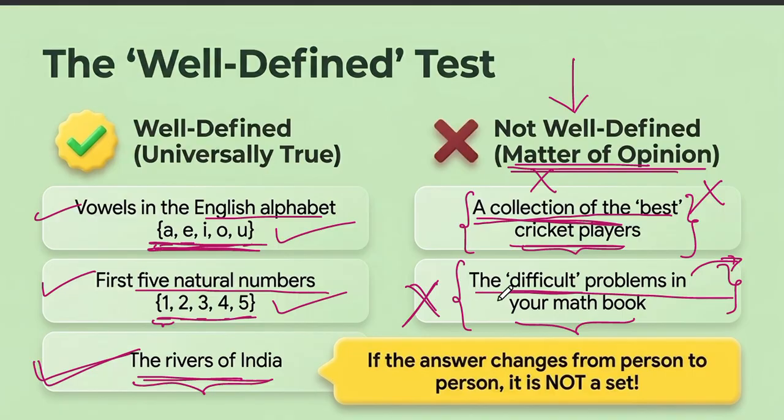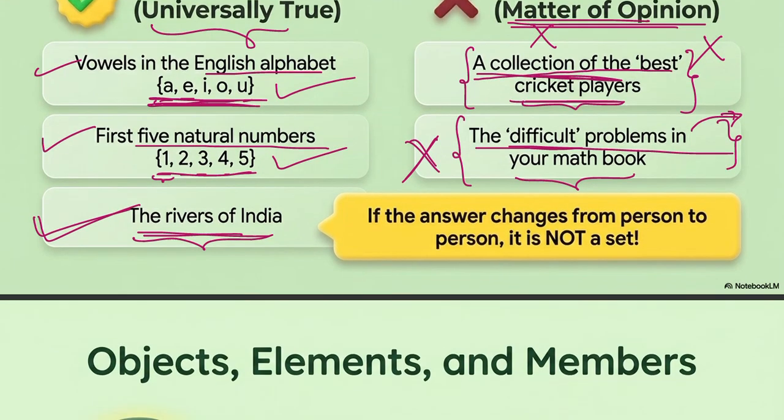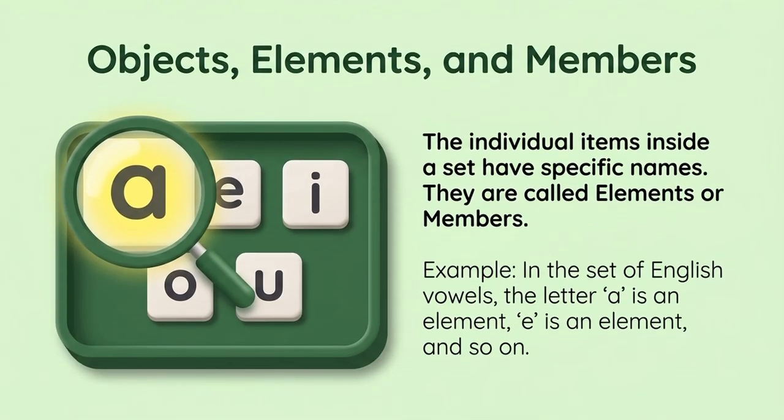It is not the same for everyone. Okay. So whenever it is a matter of opinion, in that case it's not a set. But if it is universally true, for everyone it is true, then we can say it is well defined. So that collection is a set. Now how to represent the set and its elements, that we will see.